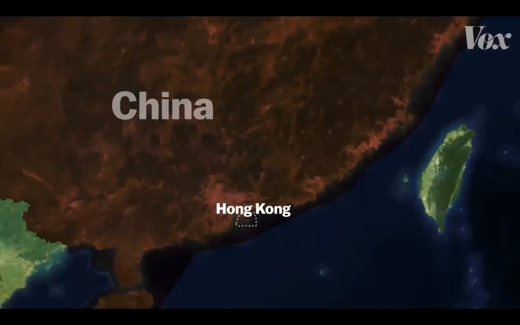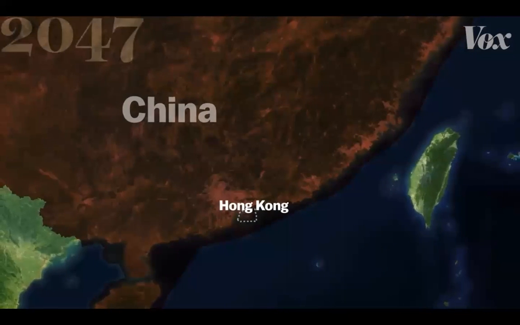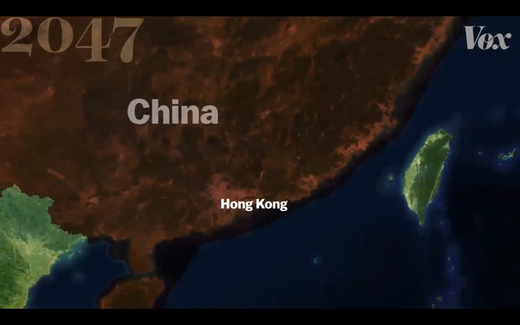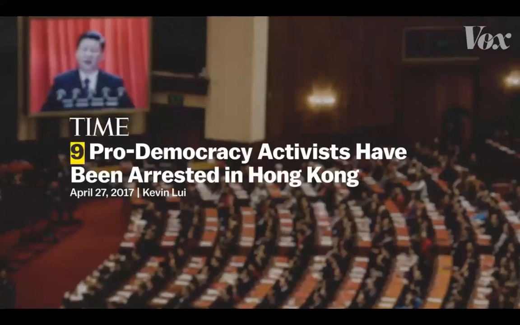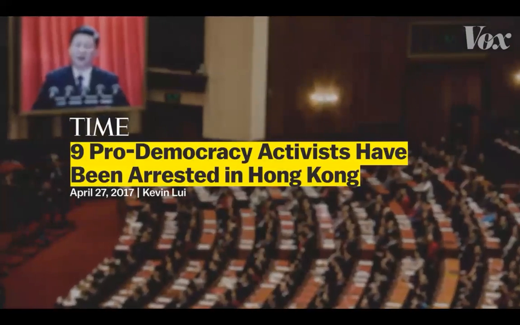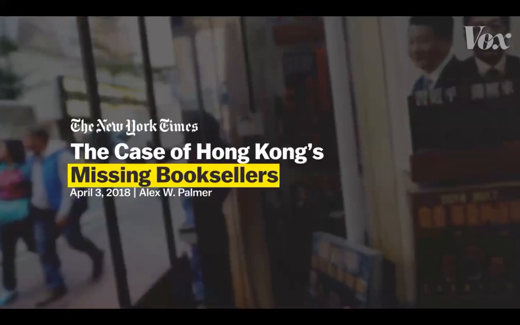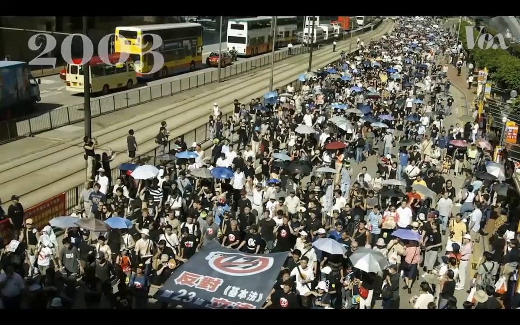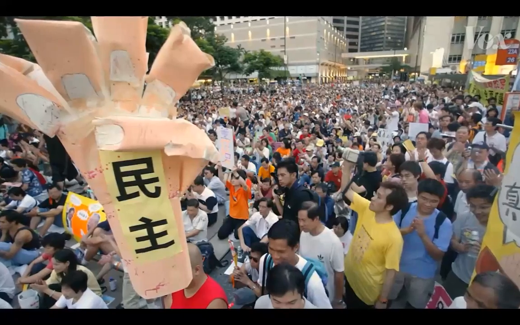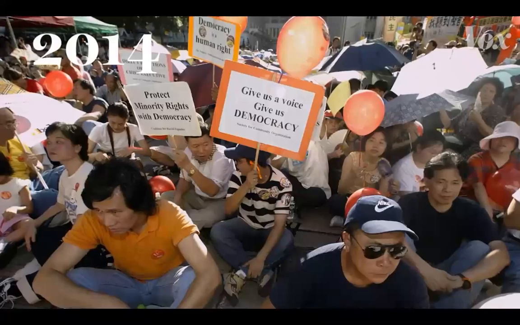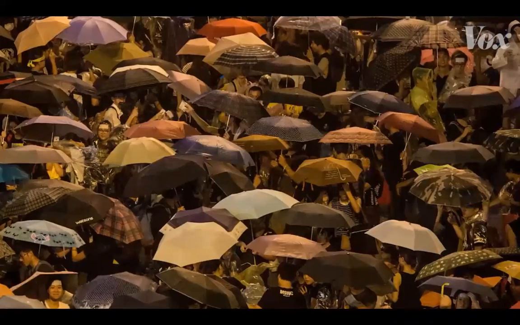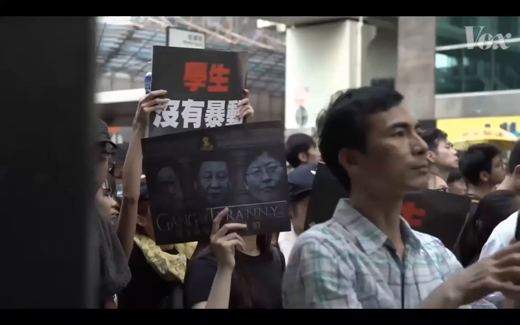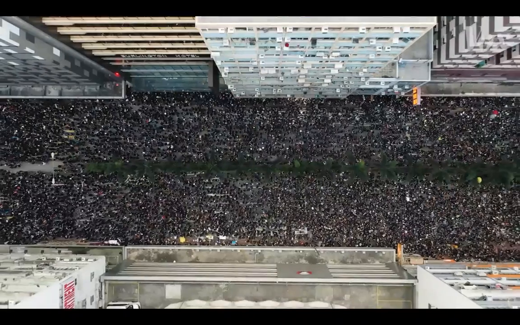But according to the agreement, one country, two systems wouldn't last forever. In 2047, Hong Kong is expected to fully become a part of China. The problem is, China isn't waiting for the deal to expire. Under the rule of Chinese leader Xi Jinping, pro-democracy leaders have already been arrested in Hong Kong, and mysterious abductions of booksellers have created a threat to free speech. But Hong Kong has been pushing back. In 2003, 500,000 Hong Kongers successfully fought legislation that would have punished speaking out against China. And in 2014, tens of thousands of protesters occupied the city for weeks to protest China's influence over Hong Kong's elections. Now, Hong Kongers are fighting the extradition bill because the bill is widely seen as the next step in China's encroachment on Hong Kong's autonomy.